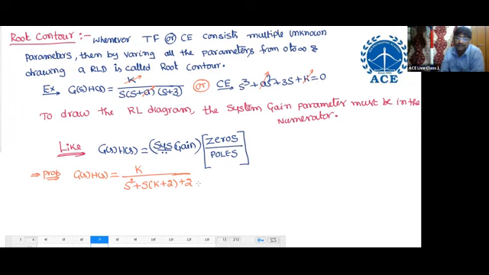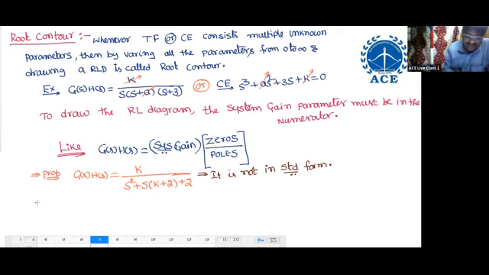But unless it is adjusted to standard form, we cannot identify. Don't write directly. It is not in standard form. So that means you cannot add. Why? Because system gain must be only in the numerator. It is there in the denominator also. Then what you have to do?